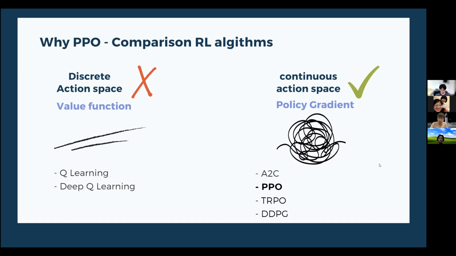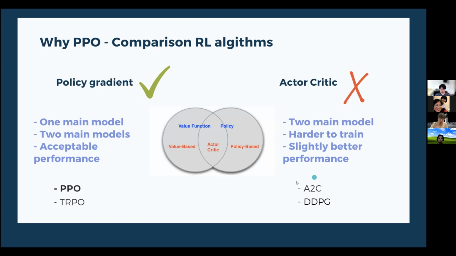And if we compare the policy gradient algorithms in the next slide, we have two main types of policy gradient algorithm. The first one, on the left, is the single-model policy gradient. The second one, on the right, is the actor-critic model, where we have two models: the actor and the critic. We have to train the actor and have the critic score its reward, and use that critic to train the actor again. So the actor-critic model is harder to train and has slightly better performance. In this case, we will focus on the policy gradient model, which has acceptable performance and is a lot easier to train.